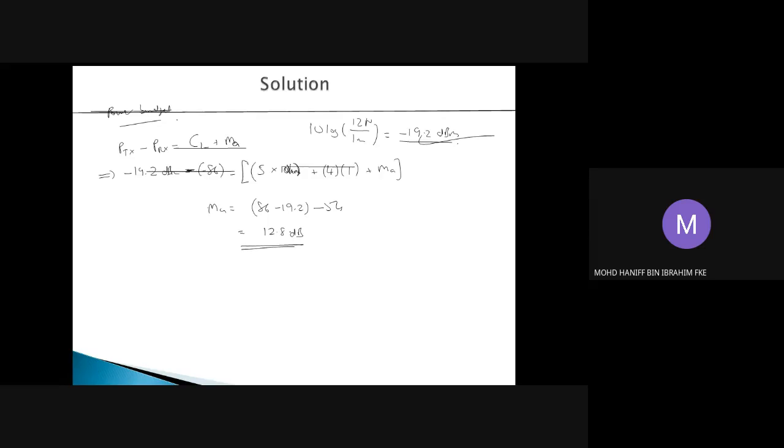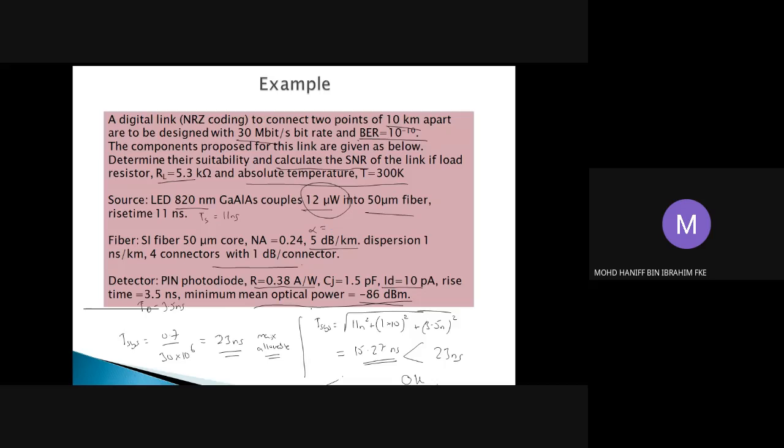So basically from here, we have calculated that the system margin is positive. A positive system margin means that the components can work properly. It shows that by using two methods, the first by using the rise time budget, and the second by using the power budget, the components selected can ensure the functionality of this optical system. Okay, so this should be the case.